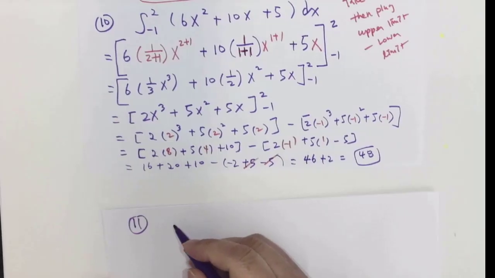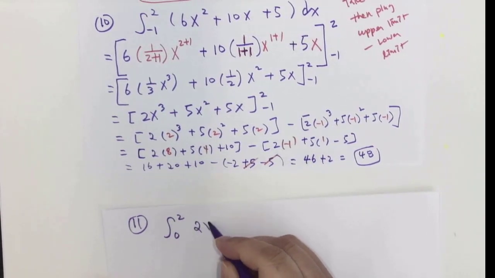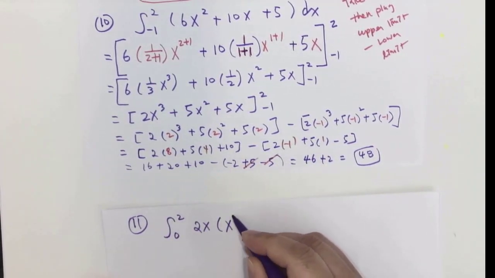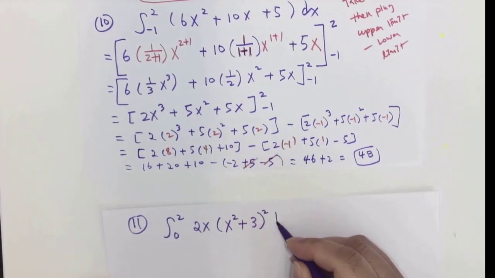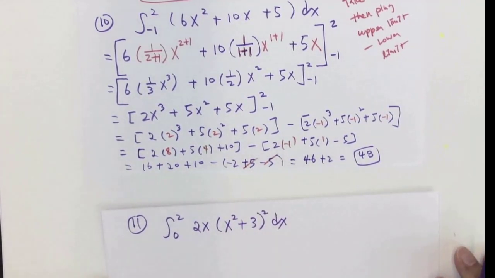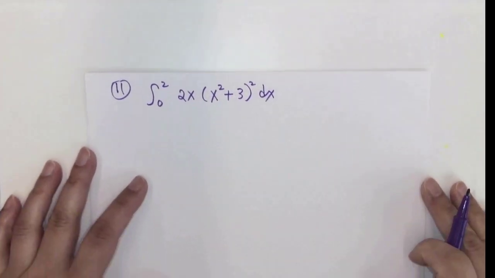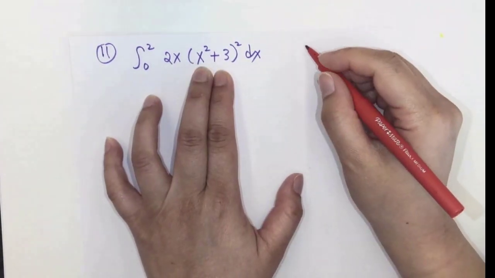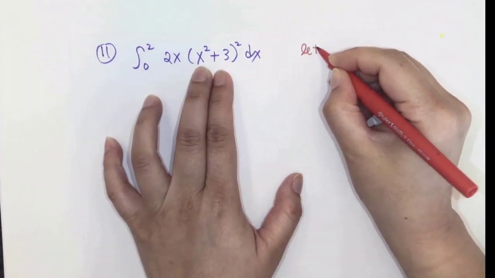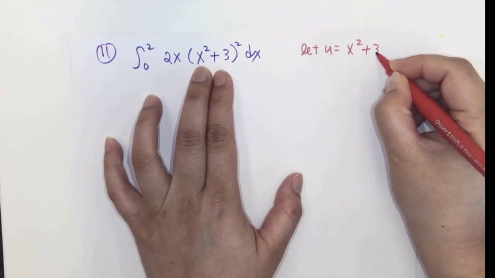So let's look at number 11. We have from 0 to 2, 2x times (x squared plus 3) squared dx. Do you think I need a substitution or not here? Number 11, does it need u? The part that is raised to some power, right? So we're going to let u equal the part raised to some power, which is x squared plus 3.